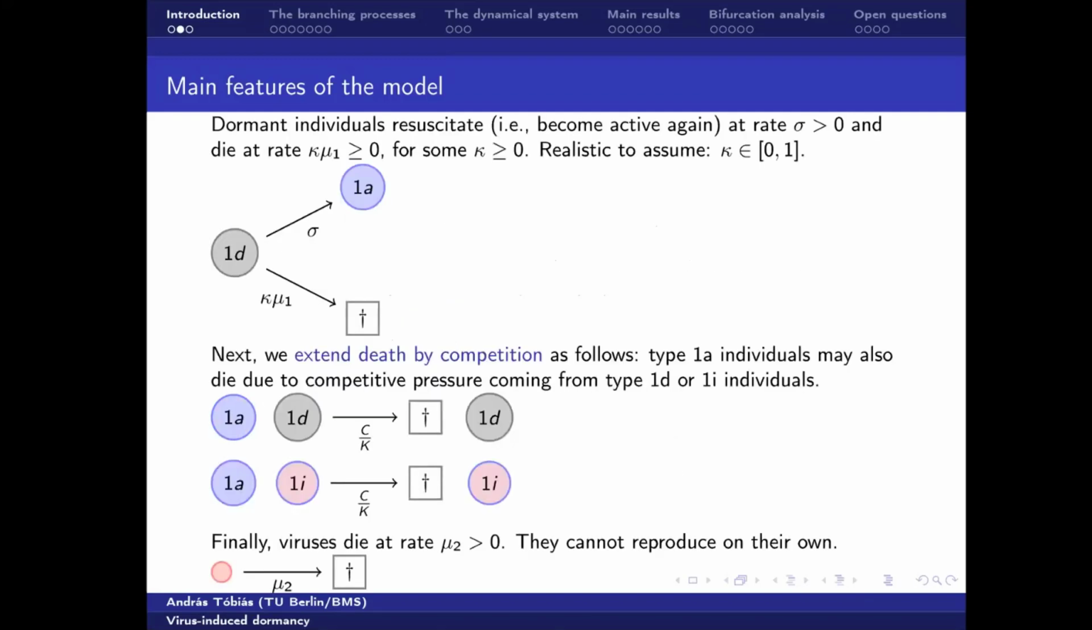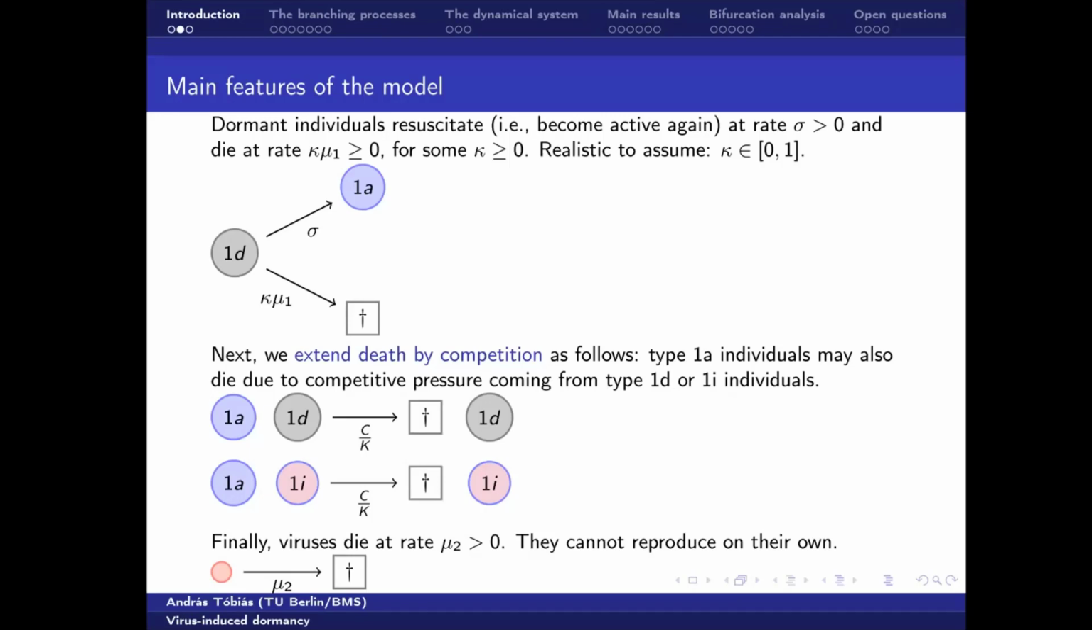And then dormant individuals can do two things. Either they resuscitate, this happens at rate sigma, or they die at rate kappa times mu1, where you remember mu1 was the death rate for the active individuals, and kappa is this scaling parameter. So you compare the rate of death in active and dormant, and this factor kappa tells you the ratio between them. And kappa could also be 0. From a modeling perspective, it's reasonable to assume that dormant individuals sooner or later die. But if it's 0, mathematically it doesn't make a big difference. But sigma is always assumed positive.